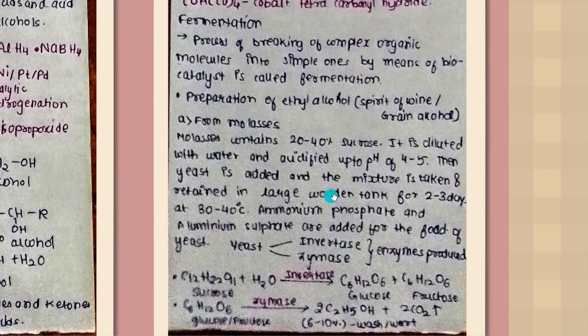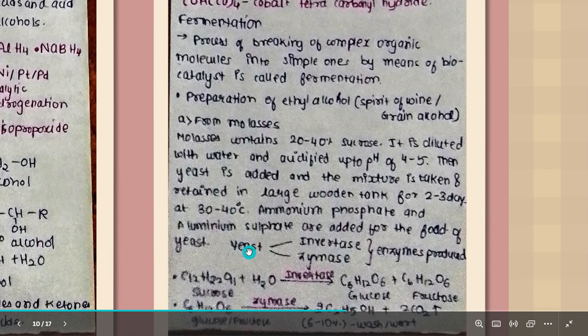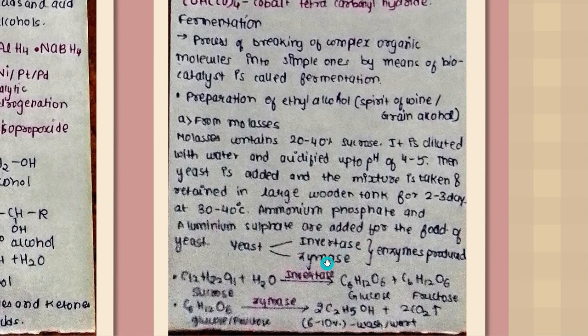Then yeast is added and the mixture is retained in a large wooden tank for 2 to 3 days at 30 to 40 degrees Celsius. Then, what is the food for the yeast? Ammonium phosphate and ammonium sulfate are added as food for the yeast. Yeast produces two enzymes, invertase and zymase.